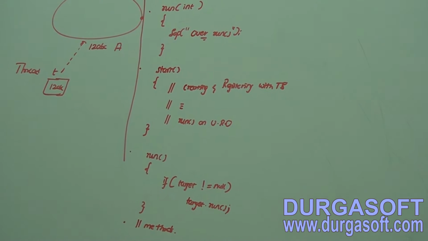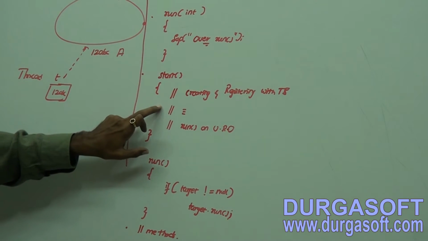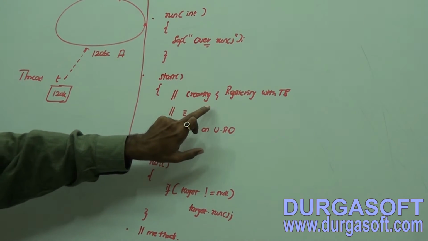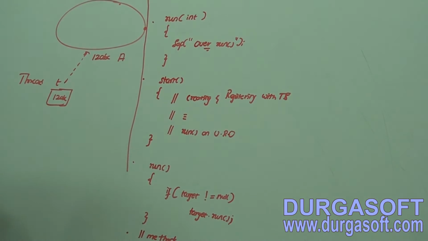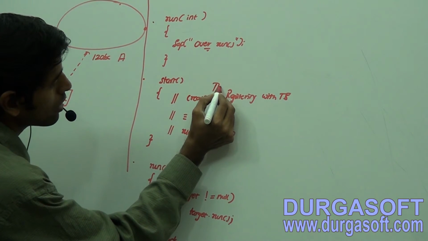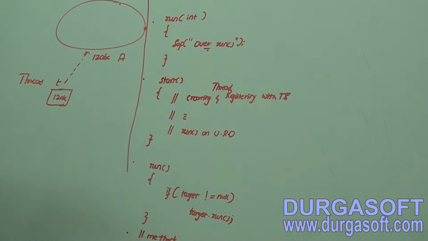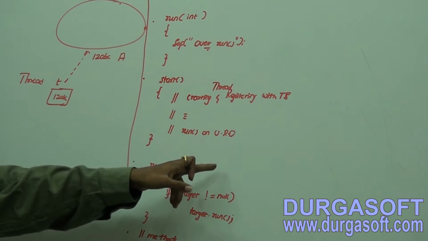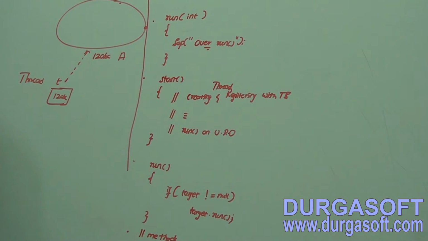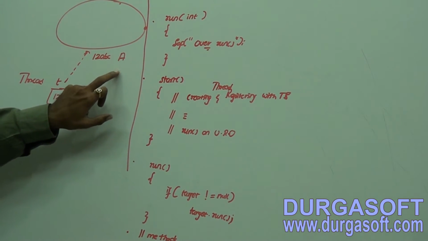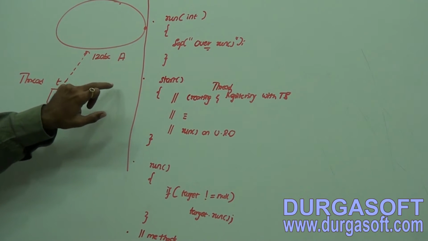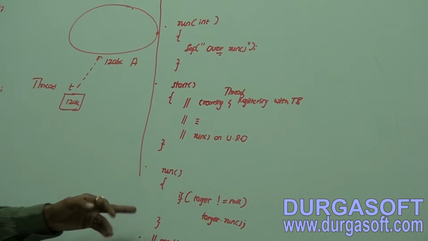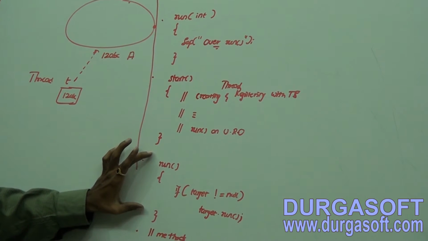Okay, now what is going to happen here? The start method is going to execute. It creates a thread and registers it with the thread scheduler. Try to understand. It will call the run method on the underlying runtime object. What is the underlying runtime object here? That is an object of type A, right? So which method has been associated with it? It is going to call this method only.